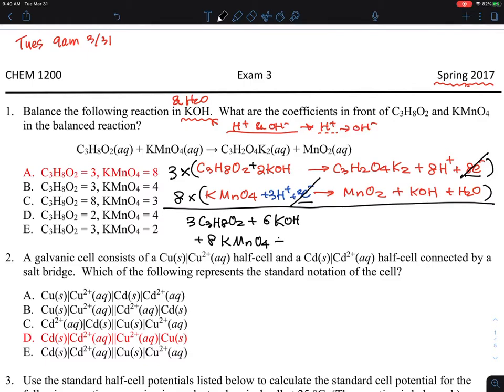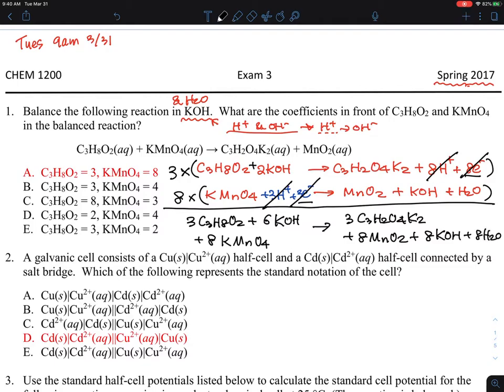Plus 24. If you realize, this is also gone as well, so I don't have to worry about it. That's very convenient because they cancel out each other. And then this one goes away. Same thing, on the right side: 3 times C3H2O4K2 plus 8 times MnO2 plus 8 times KOH plus 8 times H2O.